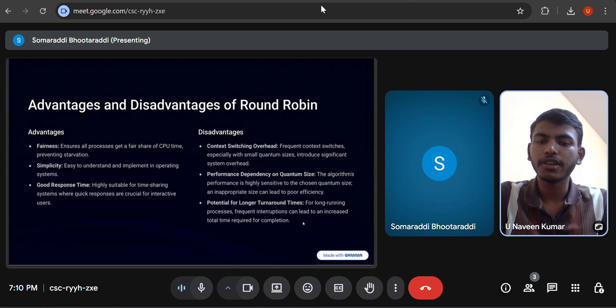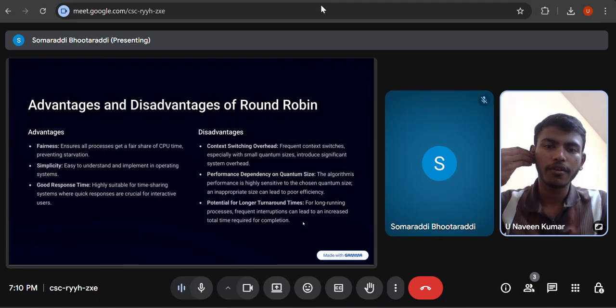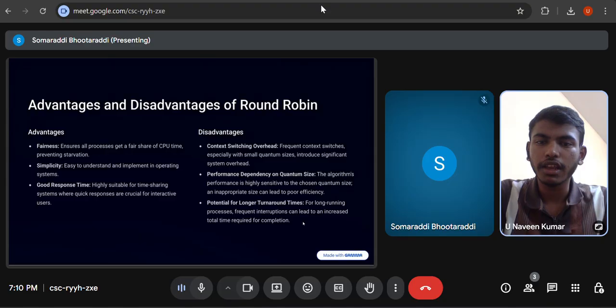And the disadvantage is high context switching overhead, particularly with a small quantum: more switching, more overhead, lower performance. The second one is performance dependency on quantum size. The algorithm's performance is highly sensitive to the chosen quantum size. An inappropriate size can lead to poor efficiency; too large and it becomes FCFS-like. The scheduler's performance heavily depends on choosing the right quantum.